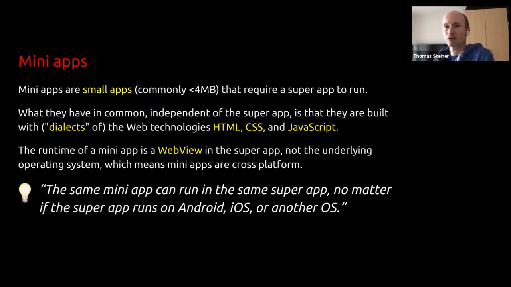All right, many apps. So finally, we can talk about them. There are small apps, commonly less than 4 megabytes, and they require a super app to run. What all the mini apps have in common, independent of the super app that they run in, is that they're built with dialects of the web technologies HTML, CSS, and JavaScript. The runtime of mini apps is a web view within the super app and not the underlying operating system, which means that mini apps are cross-platform. So the same mini app can run in the same super app, no matter if the super app runs on Android, iOS, or another operating system.